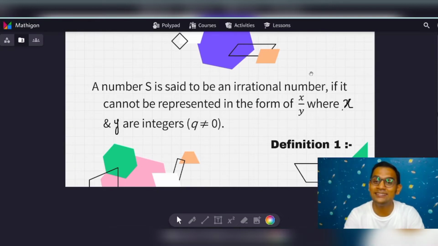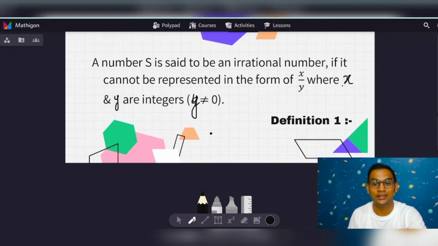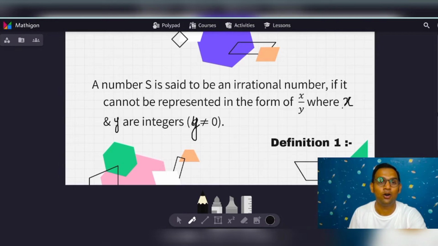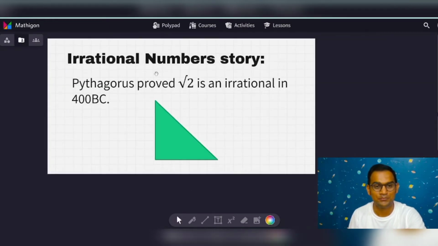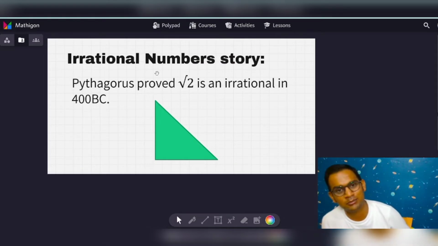A number S is said to be irrational if it cannot be represented in the form of x by y, where x and y are integers, and I'm sorry, here it should be y not equal to 0. So that's definition number one of irrational numbers. But you might be thinking, how do we get to know about irrational numbers?